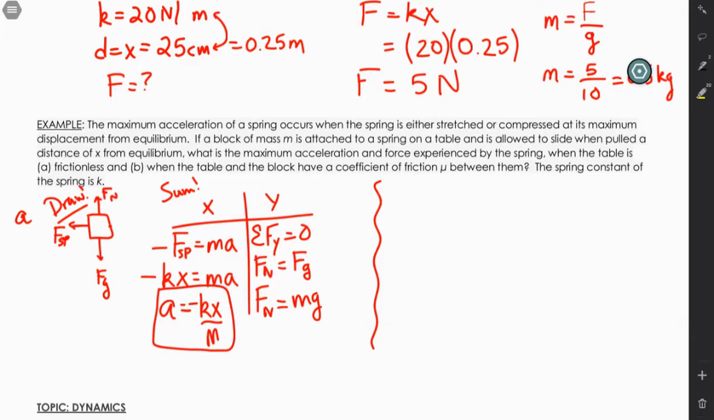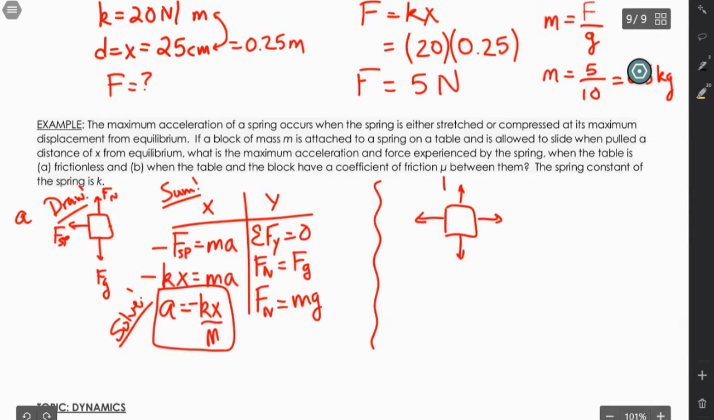And then here's our solve step. I know I keep forgetting to indicate the solve step. All right, so now what happens when we have friction? Here's our draw step: Fn, Fg, we have F_sp. The friction again is going to oppose the motion, and it's sliding to the left, so our friction is going to go to the right. And so now we do our summing.